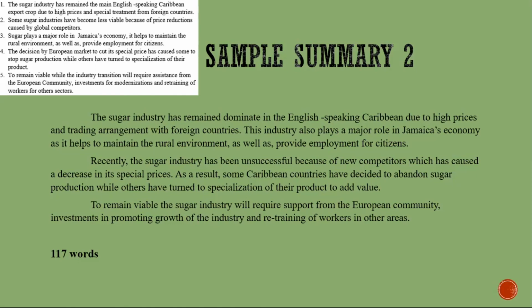Please note, each paragraph has been indented. The 5 main ideas are written at the top. The writing is at the bottom. This is how your summary should look.